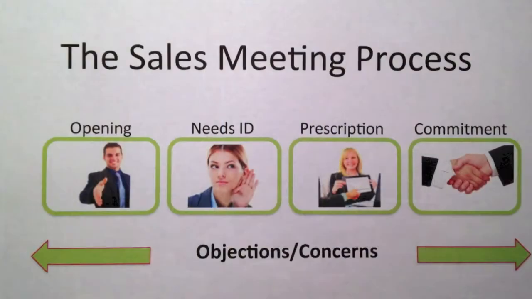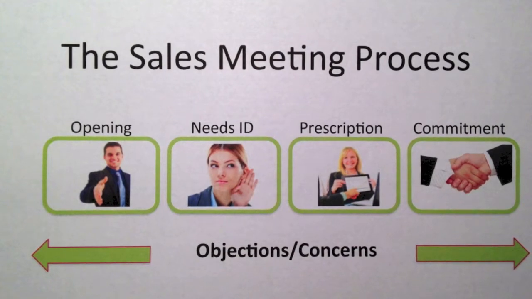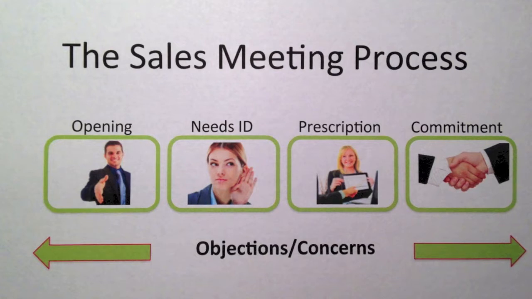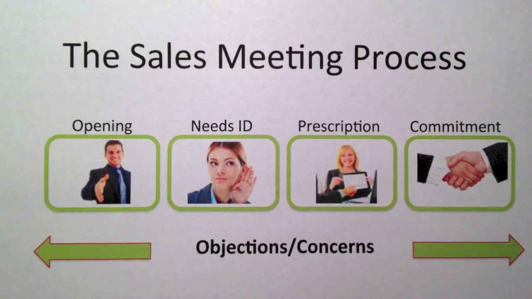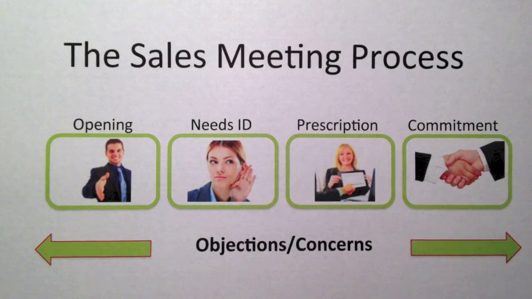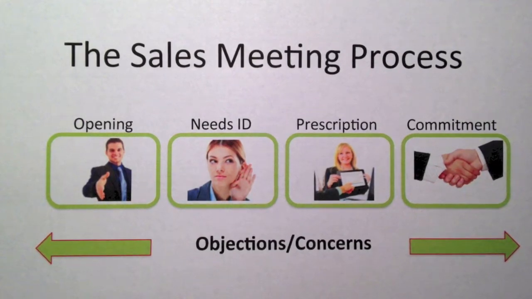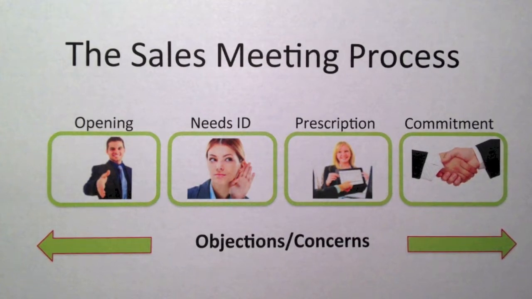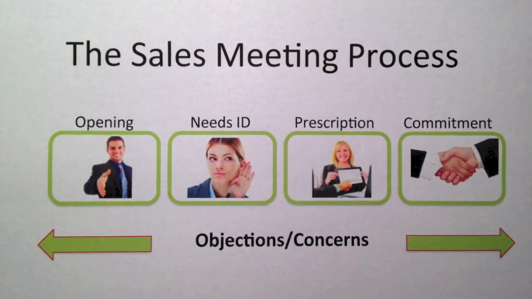Almost every sales program teaches the same basic flow of a sales meeting. It breaks down the sales meeting into 4 parts: an opening, sometimes called an approach, a needs identification phase, a presentation phase, and a gain commitment or closing phase. Of course, throughout the meeting, objections, questions, or concerns can occur, which the salesperson must manage.